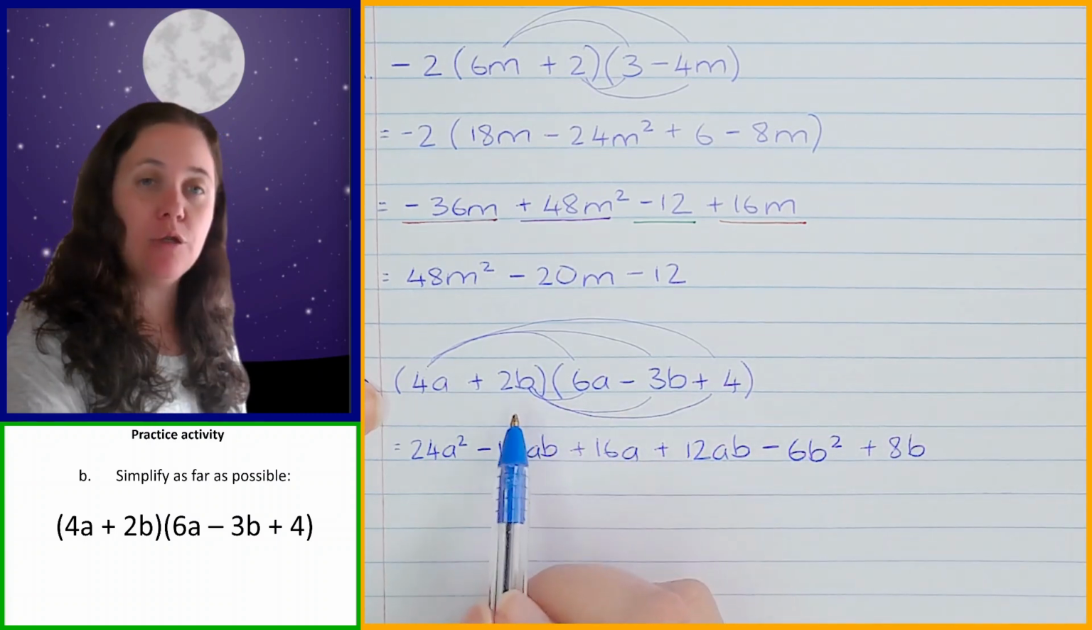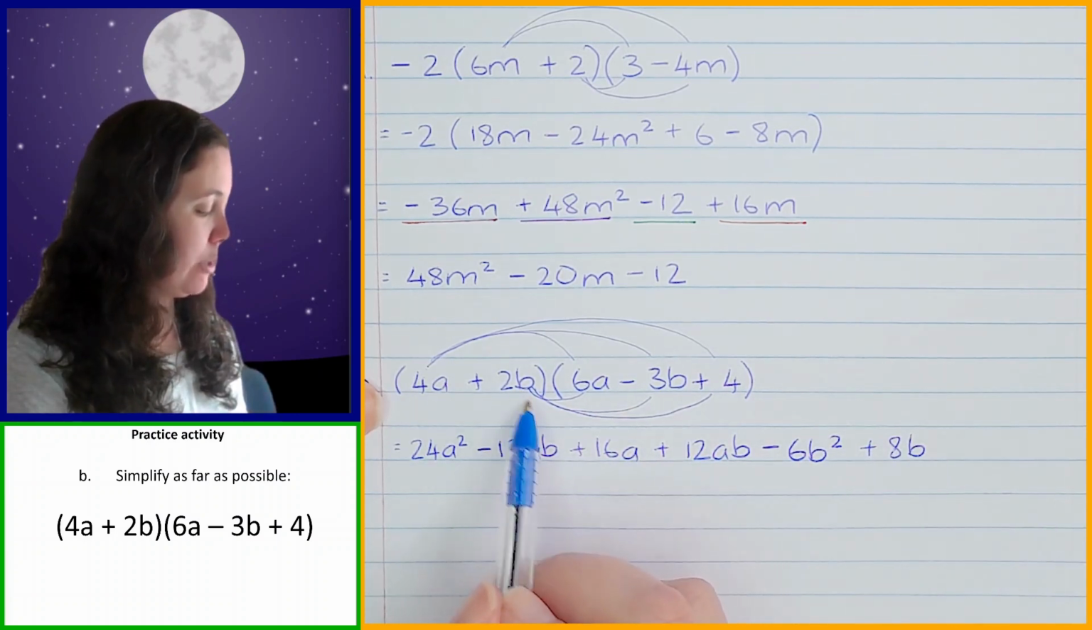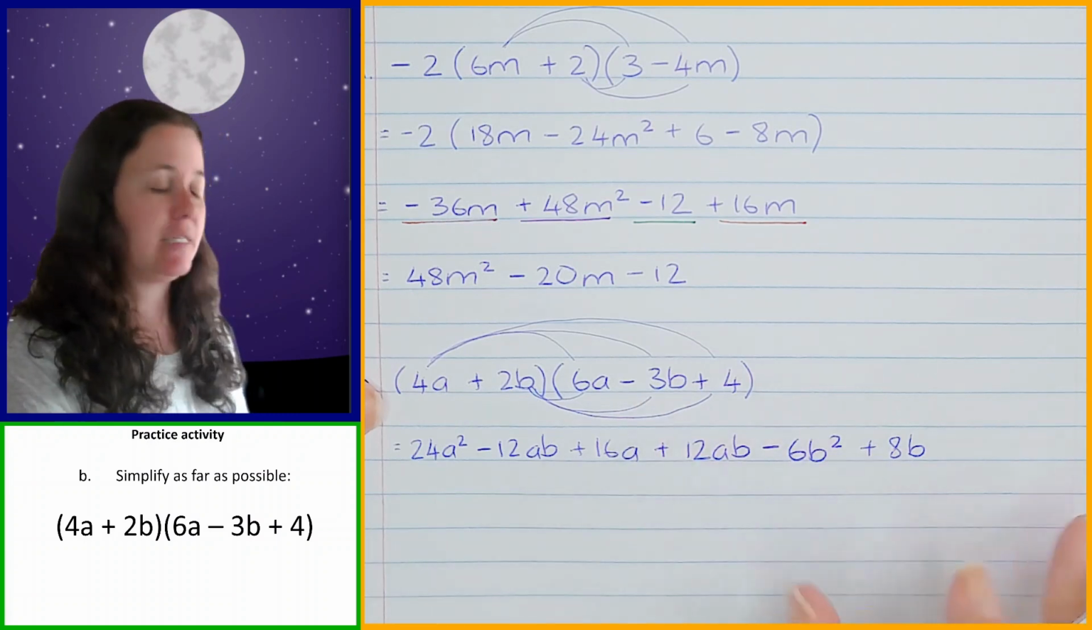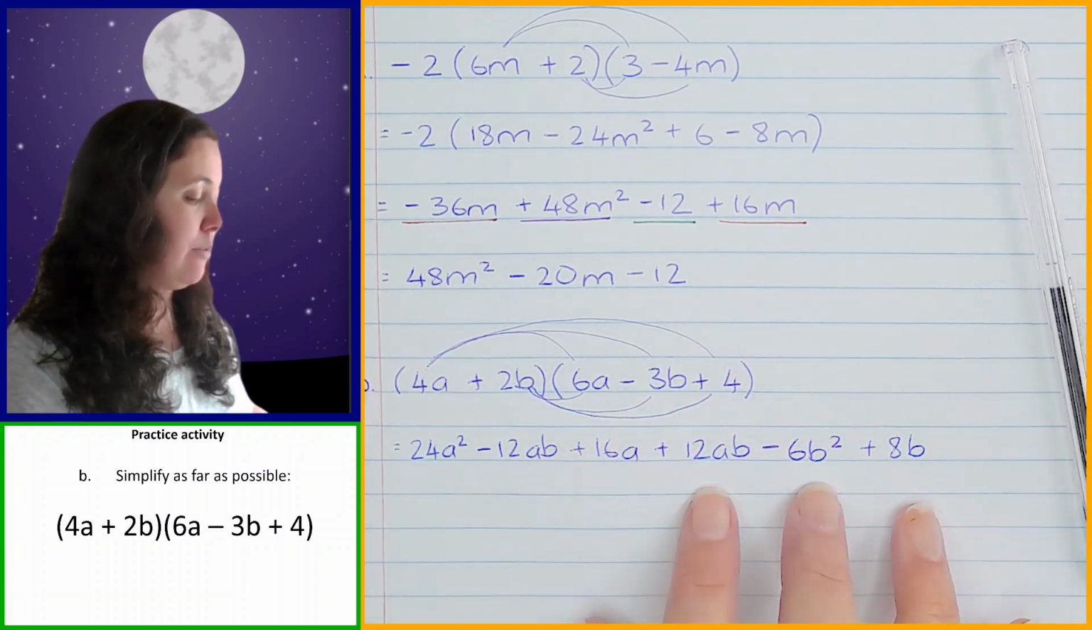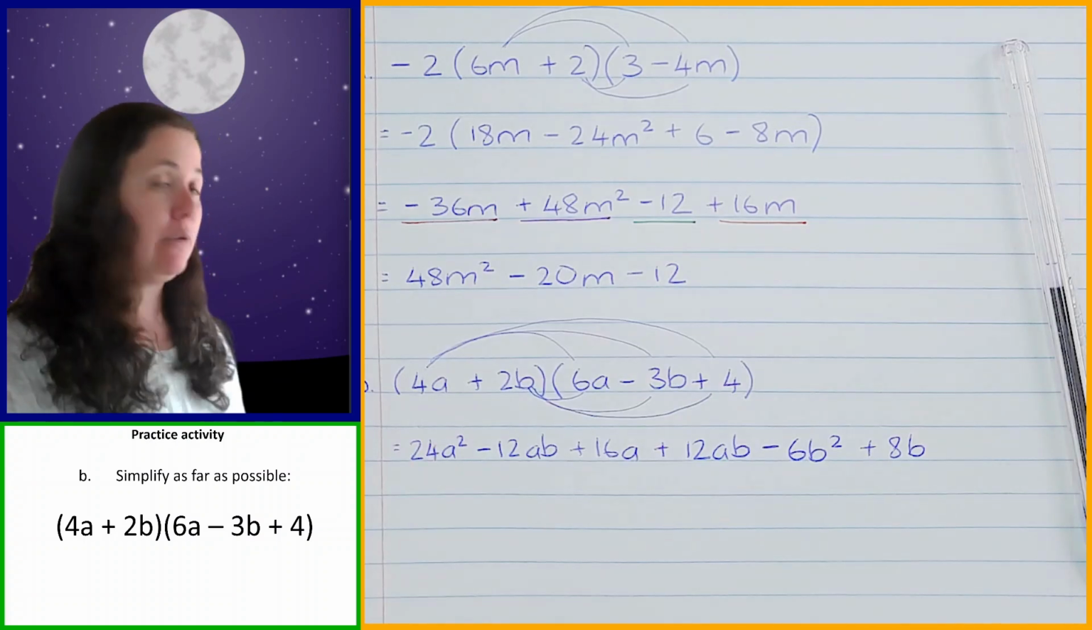Okay, so we do the same thing with the second term in the first set of brackets. We multiply it by each term in the second set of brackets. Okay, now we're going to go and simplify our like terms. So first I need to see where my like terms are.